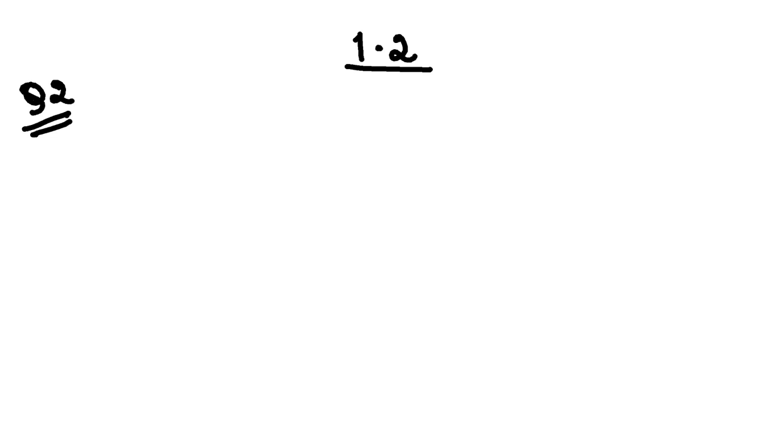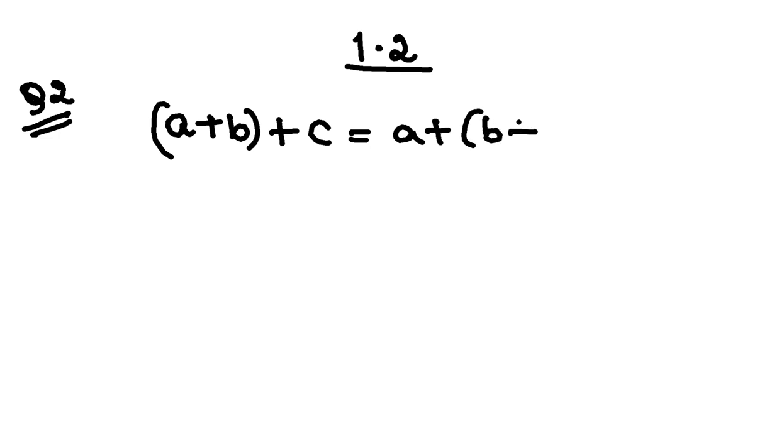Now let us cover question number 2. In question number 2, you have to verify the associative law. The associative law, as you all know, is this: (a + b) + c is equal to a + (b + c). This is called associative law. Of course, let us verify this one.